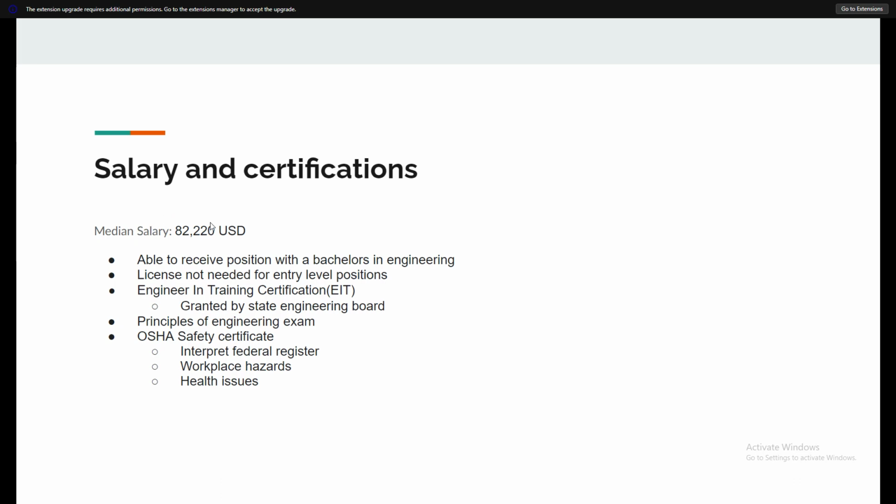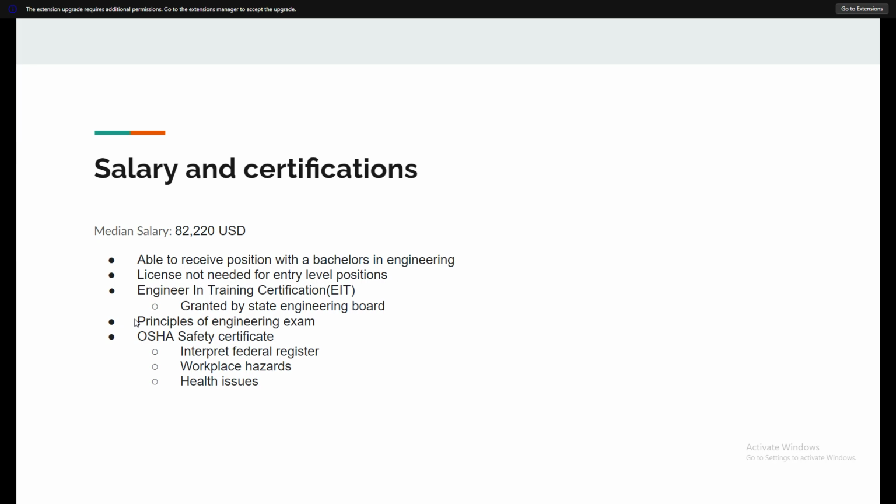So the median salary for a civil engineer is 82,000 USD, and they are able to receive a position with just a bachelor's degree in engineering. For entry-level positions, a license is not needed, and one certification you need to become a civil engineer is the Engineer in Training certification, and this is only one of two that you need to pass in order to become an engineer, and it's granted by the State Engineering Board.